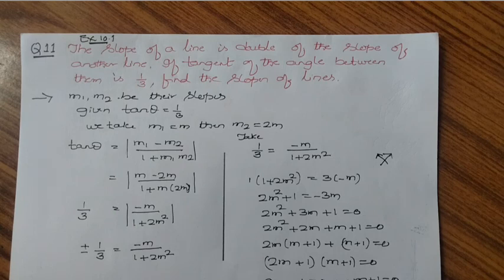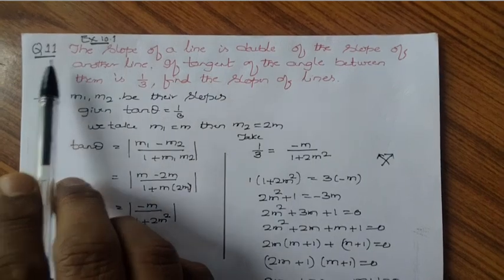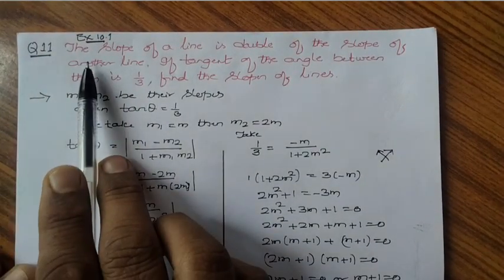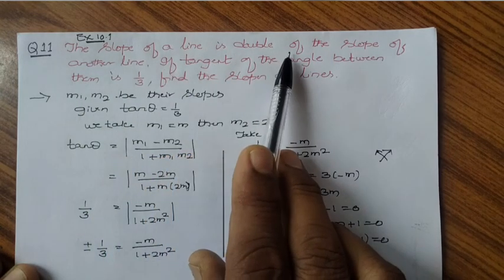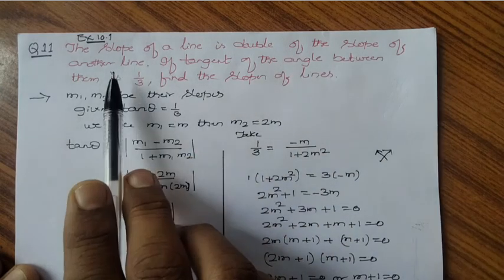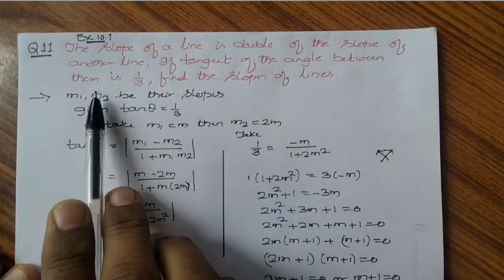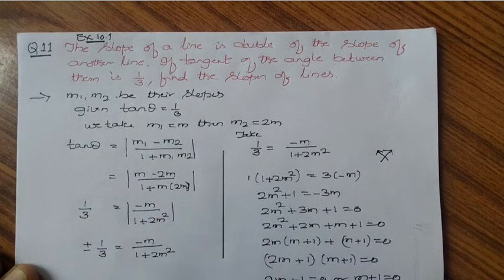Dear students, in today's class we discuss question number 11 of exercise 10.1. First we read out the question. The slope of a line is double the slope of another line. If the tangent of the angle between them is 1 by 3, find the slopes of the lines.